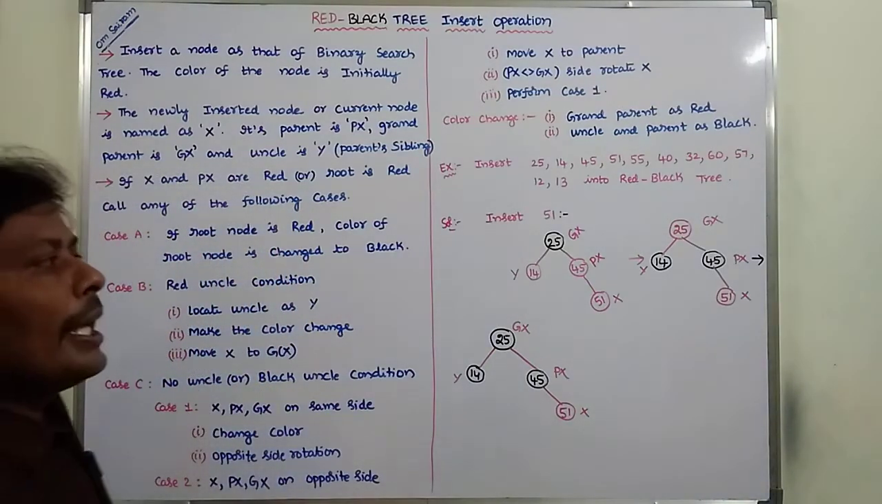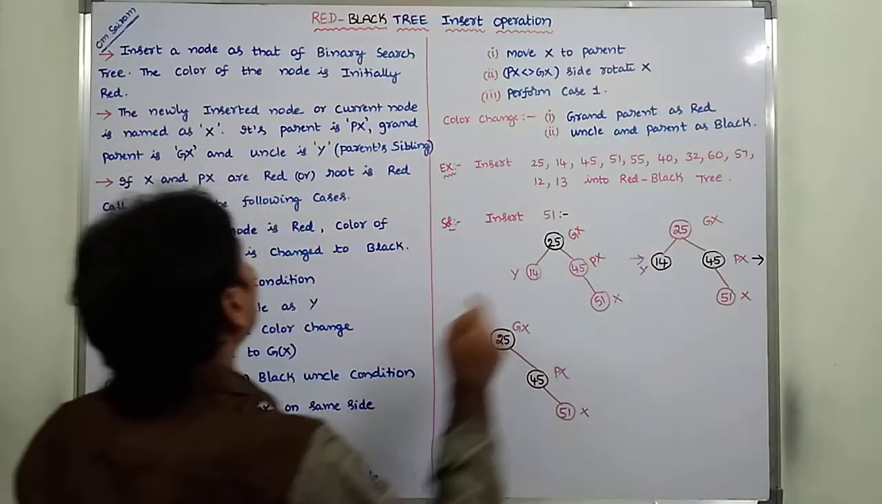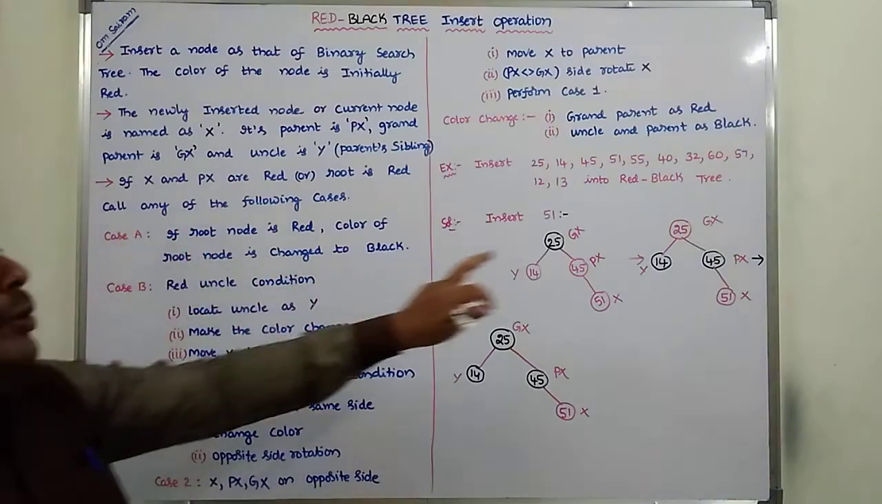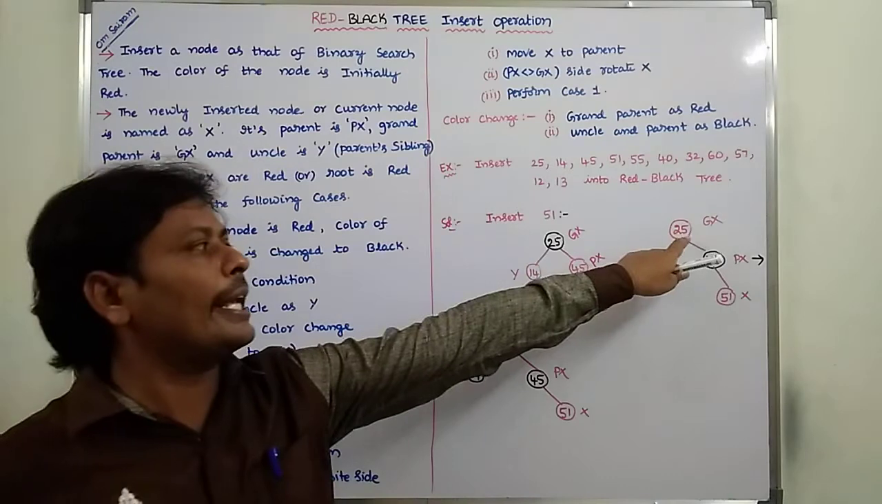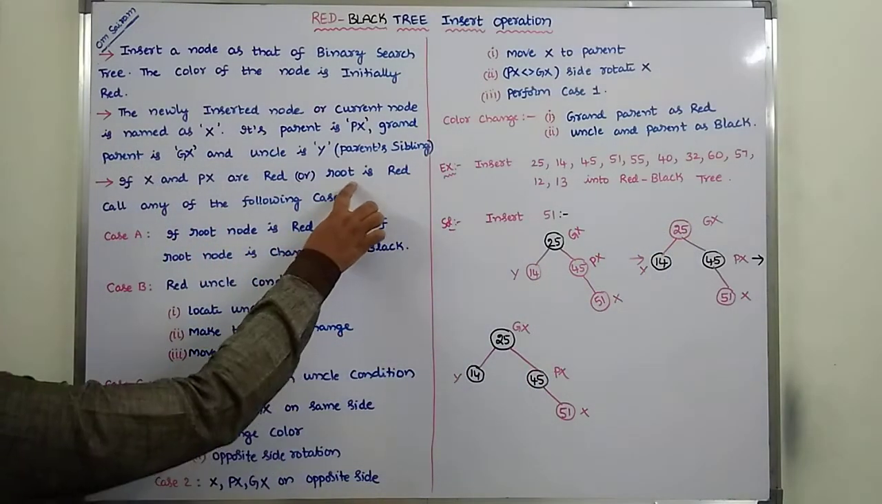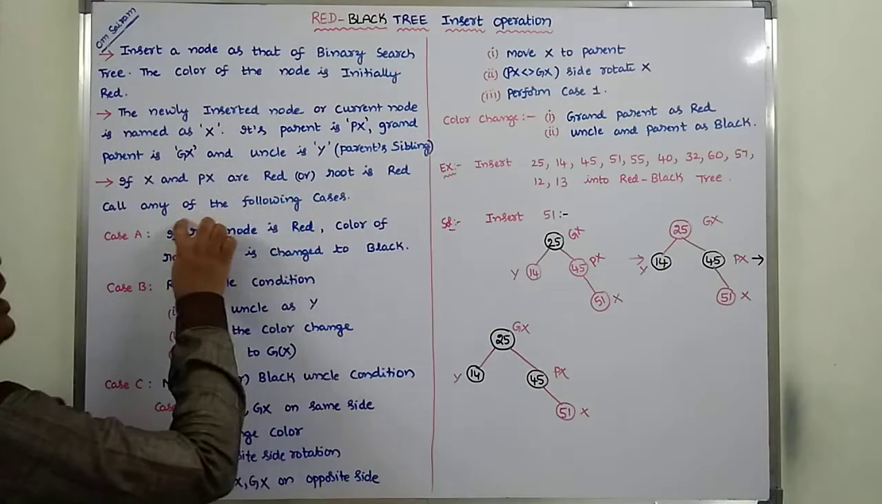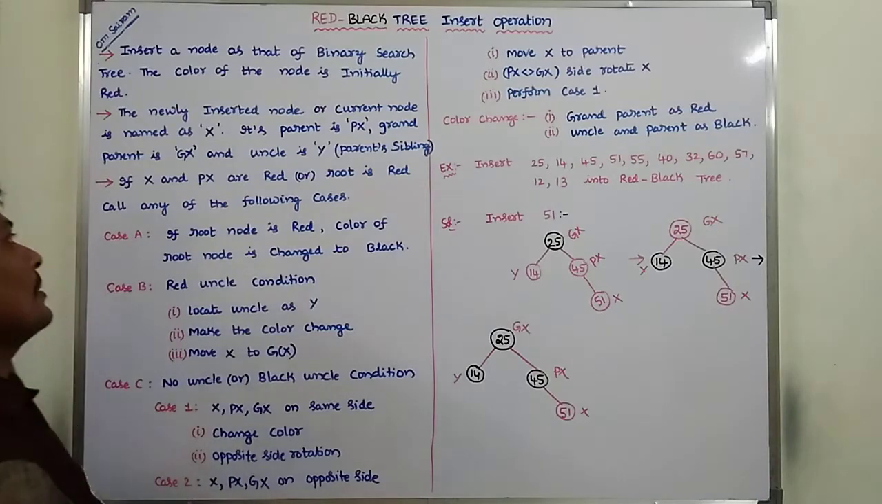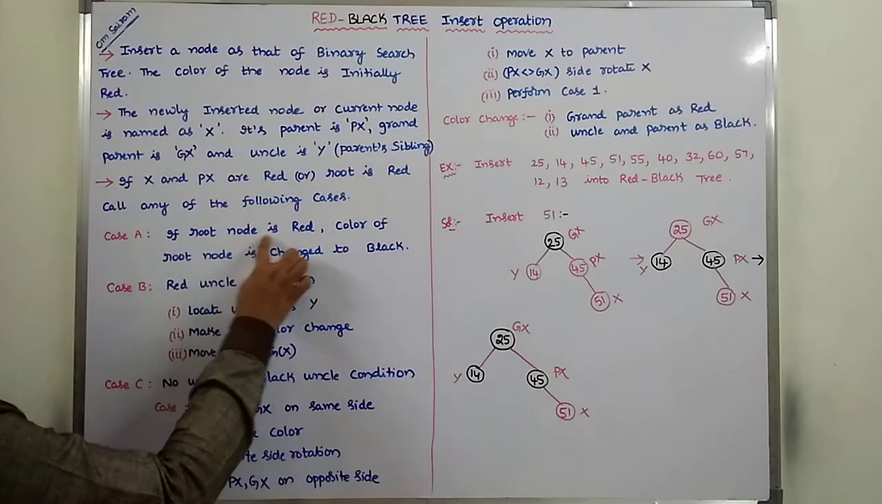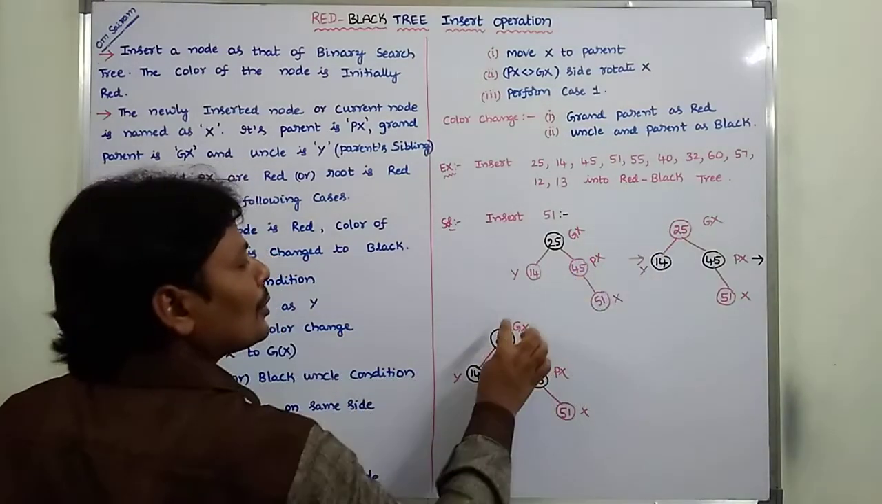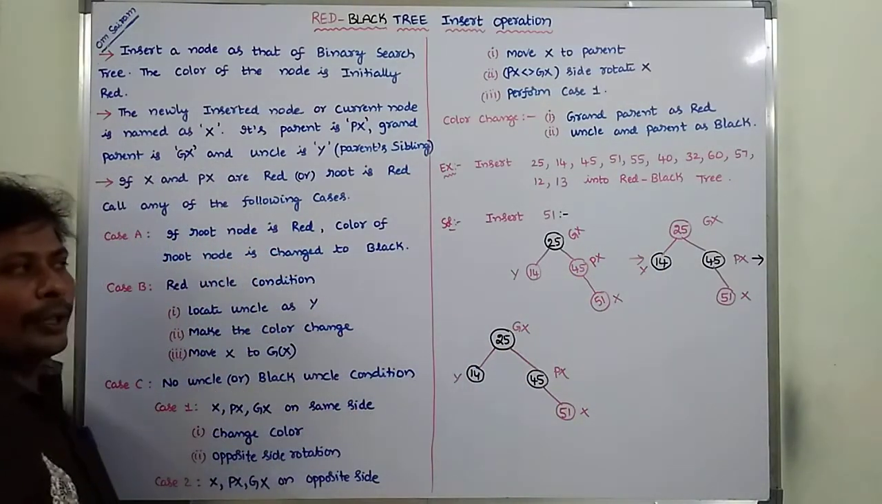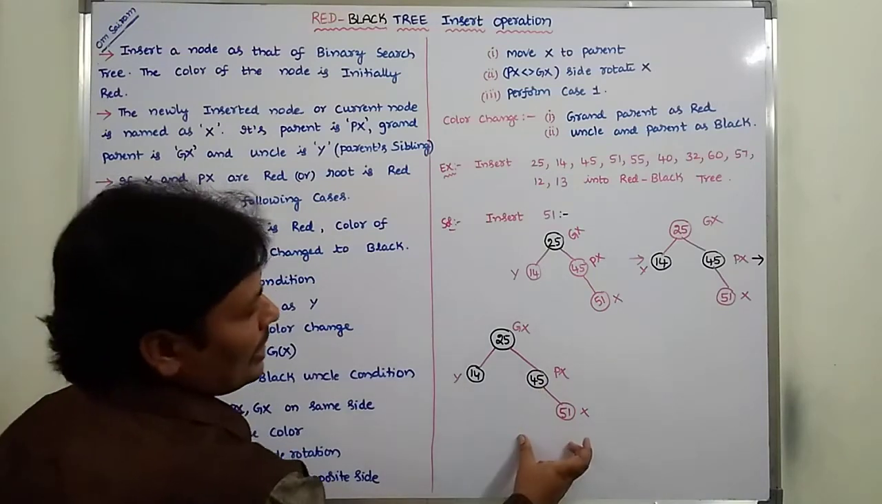Now here we know that root node should be black node, but here root node is red node. Now check this condition, root is red, call any of the following cases. If root node is red, color of root node is changed to black. So color of root node can be changed to black node, and there are no other changes.